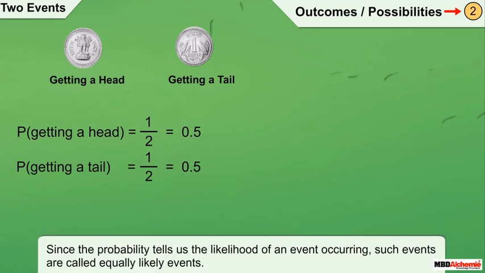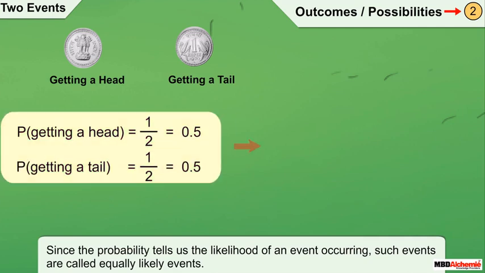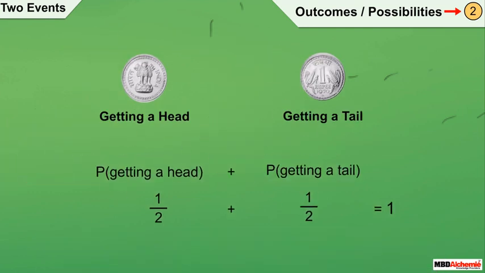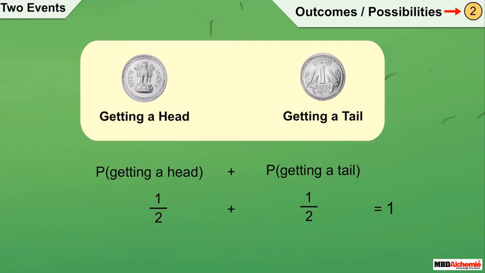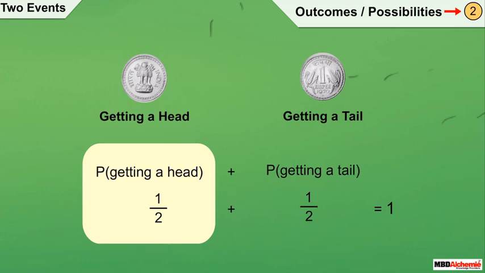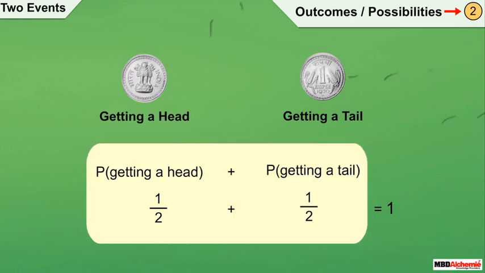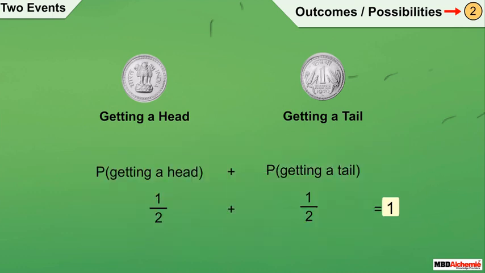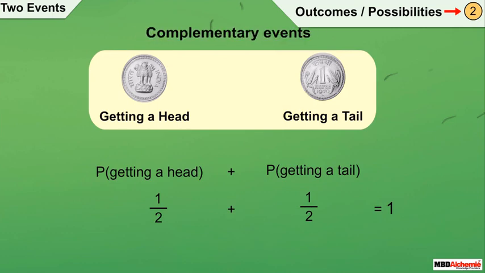If you notice here, since the probability tells us the likelihood of an event occurring, such events are called equally likely events. As we have seen, on tossing a coin, we get heads or tails, and there are no other options other than these. It also satisfies a condition, that is, probability of event getting head, which is 1/2, plus probability of event getting tail, that is also 1/2. That makes 1. So these events are complementary events.